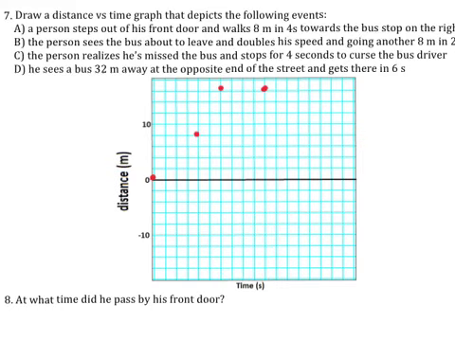Now it says he sees the bus 32 meters away in the opposite end of the street and gets there in 6 seconds. Now, that's pretty impressive. So the person's going to go from 16 meters here to 16 meters at the other end of the street, the negative end of the street if you will. They're going to do it in 6 seconds. So we're going to go 1, 2, 3, 4, 5, 6, and down to here.